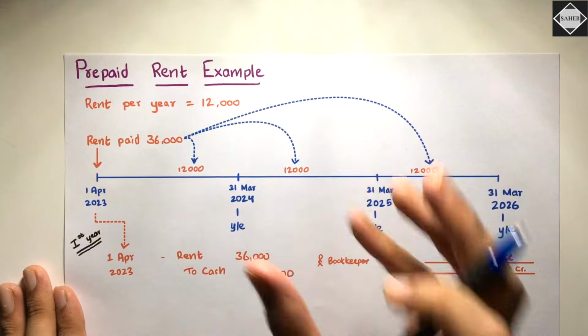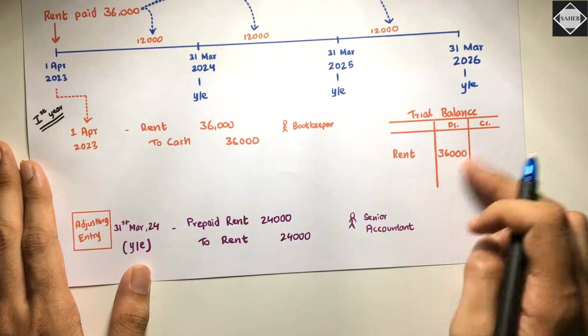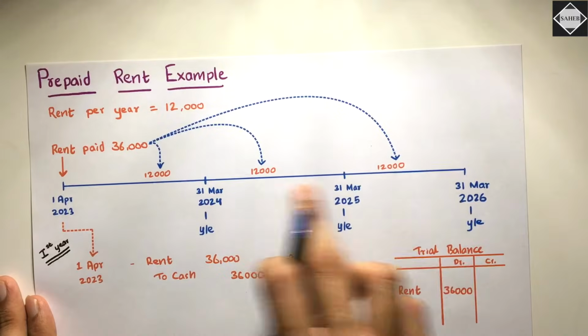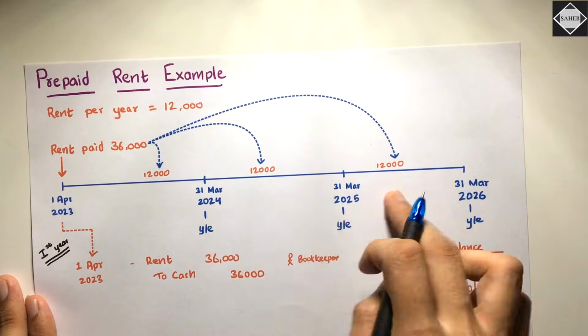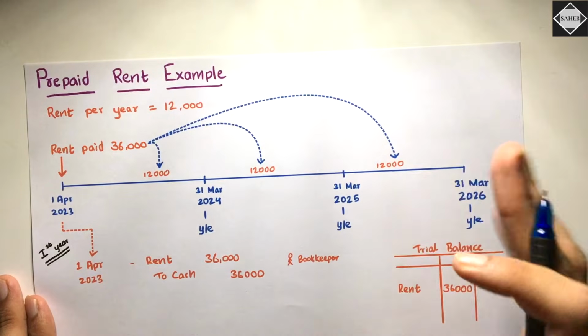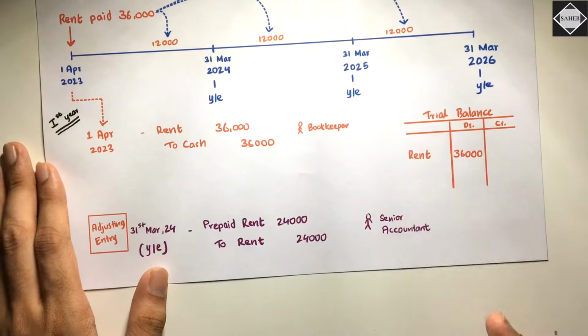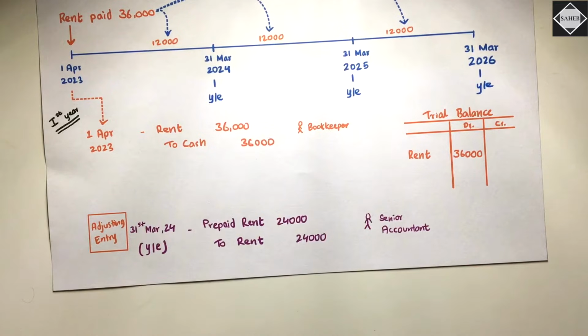So 12,000 is the expense, that's right. But the remaining 24,000 relates to a future accounting period. So that much you have to delete from the expense account. You have to remove, you have to decrease, right? So how will you decrease or how will you remove? How can you do that in accounting?